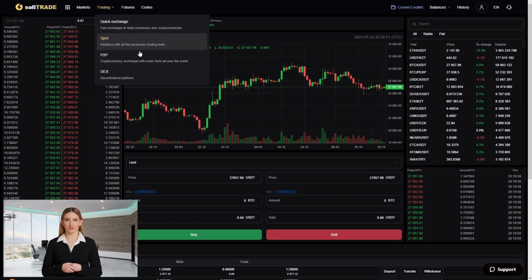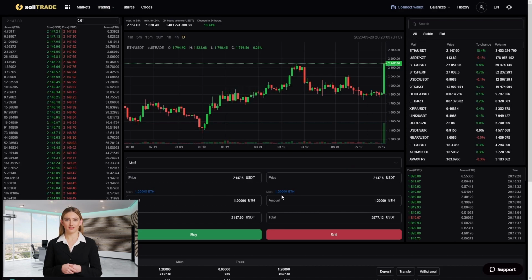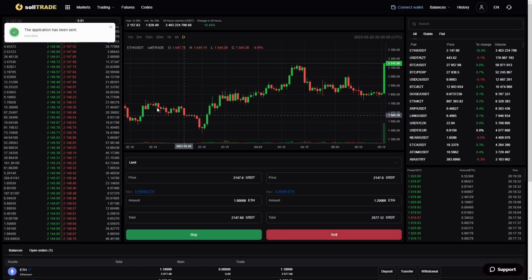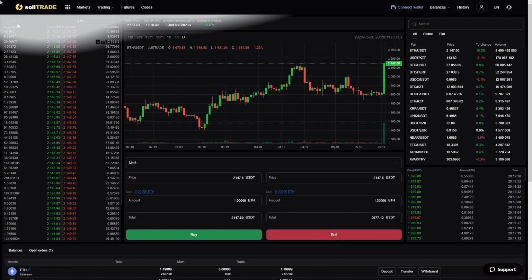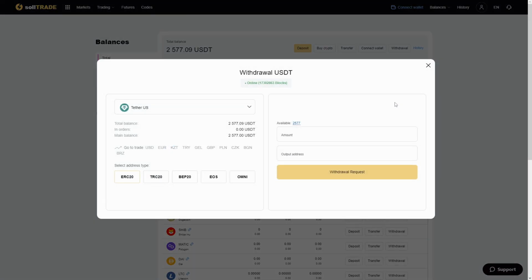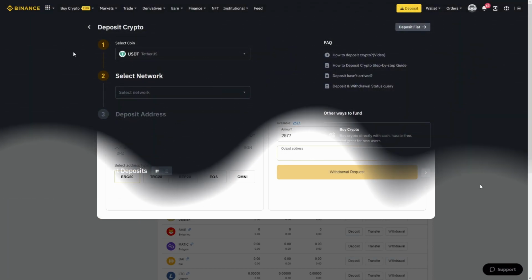Now we are moving into trading to sell it all. Enter the entire amount that we have and click sell. Click on withdraw, select Tether. Go to Binance to copy your USDT address.